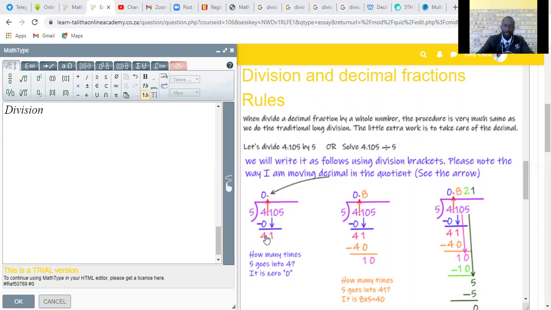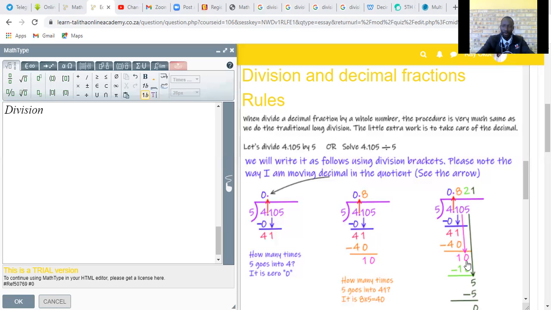Now, we have 41. The next thing we want to do is find how many times 5 will go into 41. Can we divide 41 by 5? Yes. 5 goes into 41 8 times, giving us this. Now 8 times 5 is 40, and when we subtract 40 from 41, we get 1. This is 0, we bring it down as indicated here.